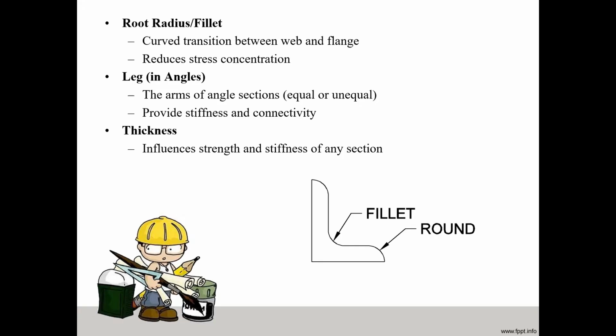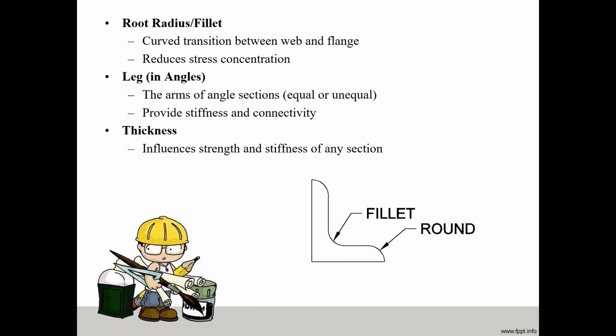Okay. The next one is the leg, that is in an angle section, the arms of the angle, which may be equal or unequal. It provides stiffness and connectivity. Then about the thickness, it influences the strength and stiffness of any section.